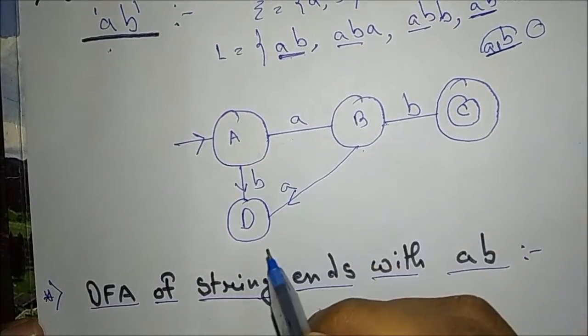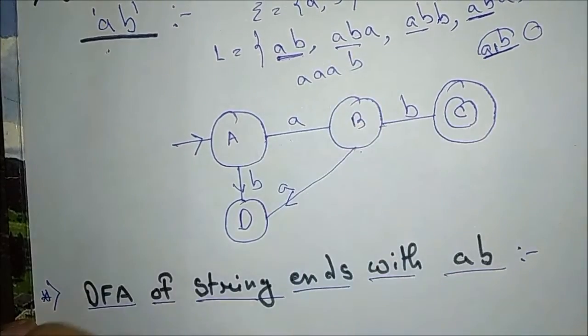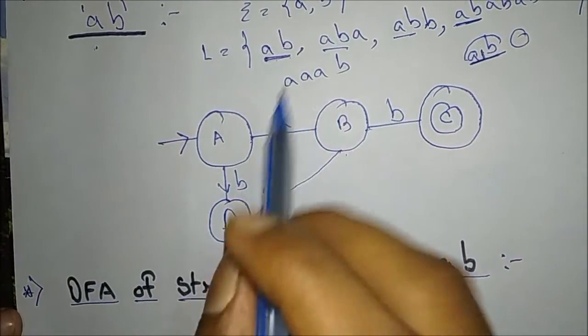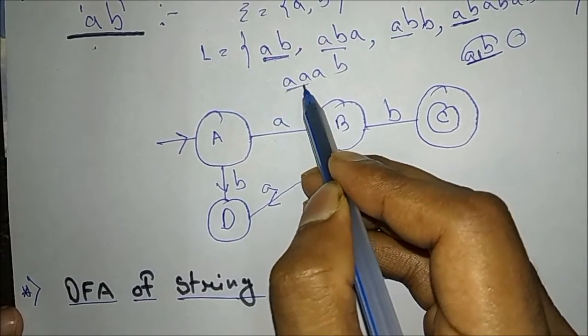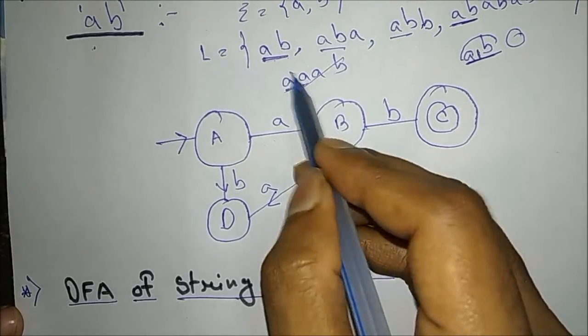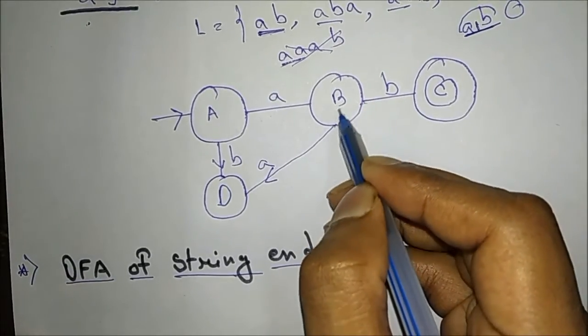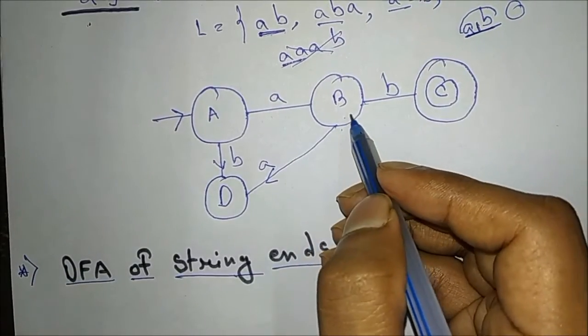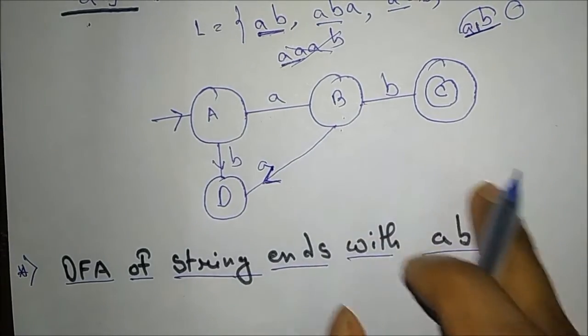If A is not going to the dash state, then the string will look like A, B, A, because any number of A's can come here. So see, the string is not starting with AB, the string is starting with A. If you focus here, the string is starting with A, so it is not valid. So what will we do? If in this B state we see any number of A's, we'll kill it, means we'll send it to the dash state. So this state is also over.